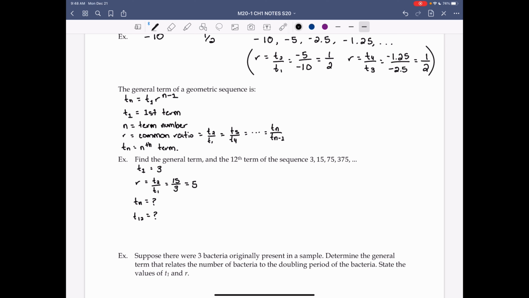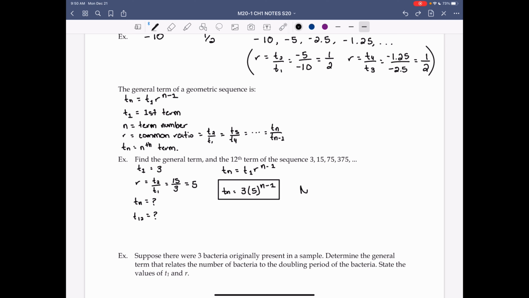Start with the formula for the general term. Tn equals T1 times R to the power of n minus 1. Tn equals T1 is 3 times R is 5 to the power of n minus 1. We can't simplify that at all, so that is our general term for this sequence.